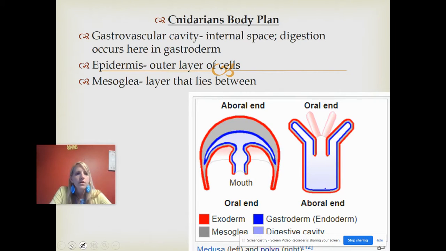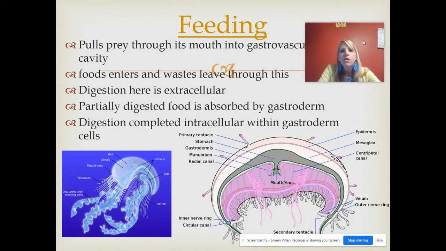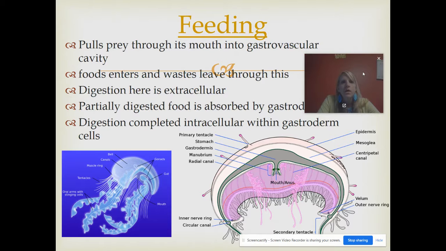There it is. So beautiful. So I already told you the prey is pulled into the mouth and the gastrovascular cavity. So here's the mouth/anus or manus. Right here is your gastrovascular cavity.